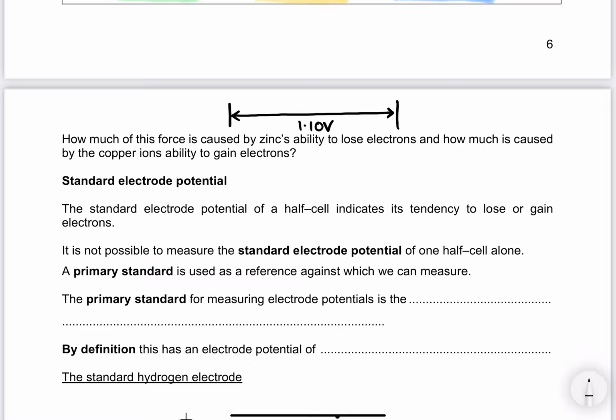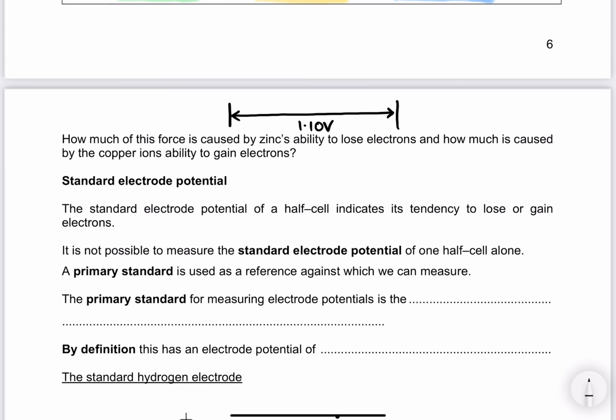We decide on something that has zero potential, and that is just by definition a zero. We kind of made it up. We've just decided, like with temperature, that water freezing was 0 degrees C, and then we made a scale based on that. We've just decided that our standard hydrogen electrode is the zero value.